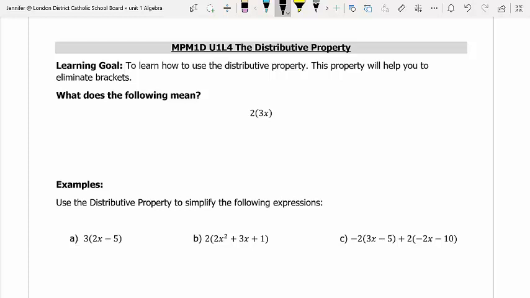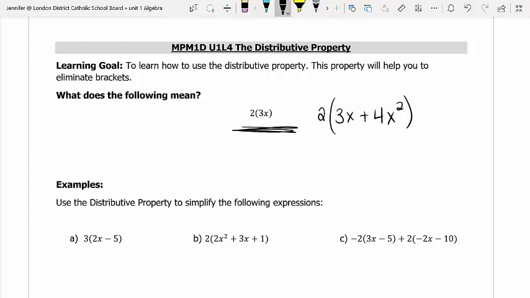Okay, so what does the following mean? So this here means 2 times 3x, right? Brackets mean multiply. Okay, so the distributive property teaches you how to do this, and it will teach you how to do this for more complex questions such as this. 2 times 3x plus 4x squared.